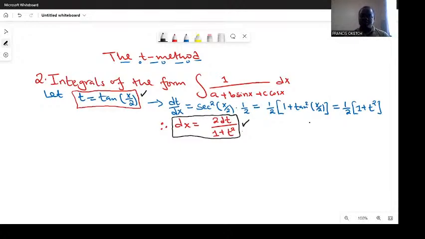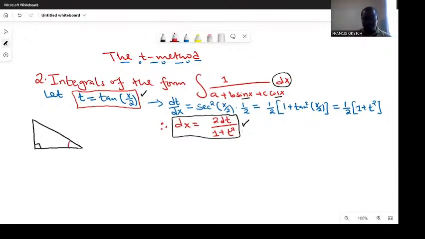Now, we also need to know what is sine x in terms of t and what is cos x in terms of t. Already we have found the x in terms of t. So as we are substituting, we must know what is sine x and what is cos x. So we are going to get those using t is equal to tan x over 2. The easiest way is to draw a triangle, a right angle triangle. Our angle theta, in this case, is x over 2.